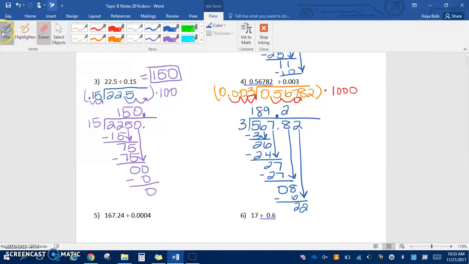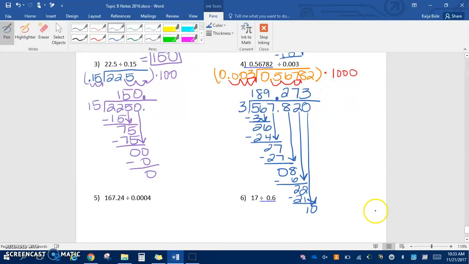Don't need it yet. I know that 7 whole groups of 3 go into 22. So I'm going to subtract 21. I'm left with 1. So I'm going to have to add a 0 and bring it down. And I know that 3 whole groups of 3 go into 10. So I subtract 9. I'm left with 1. I bring down another 0. So if you look at this, you can kind of see that I would continue to get 3 here. So that means that my answer is a repeating decimal.